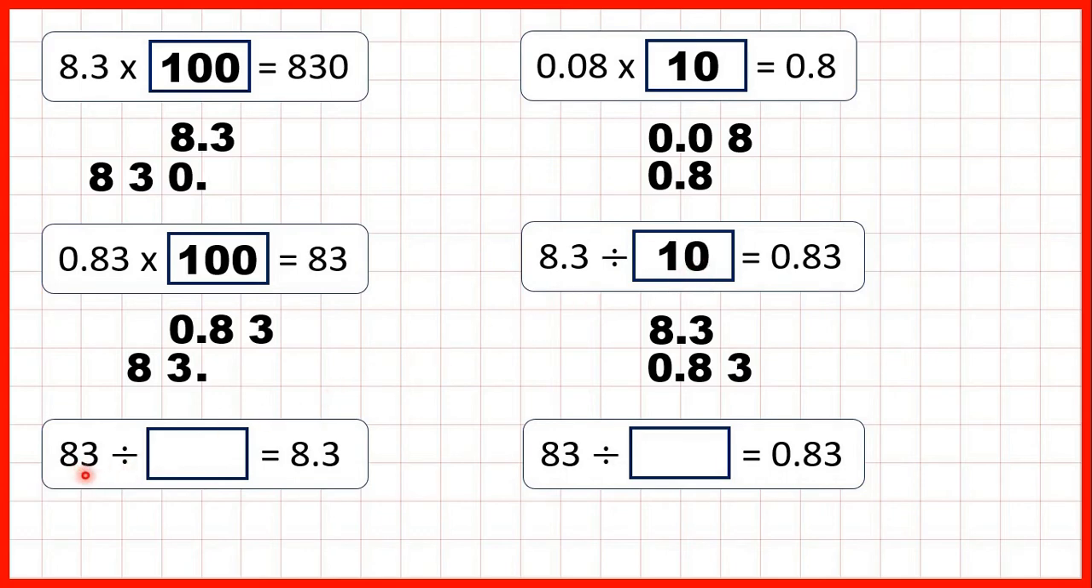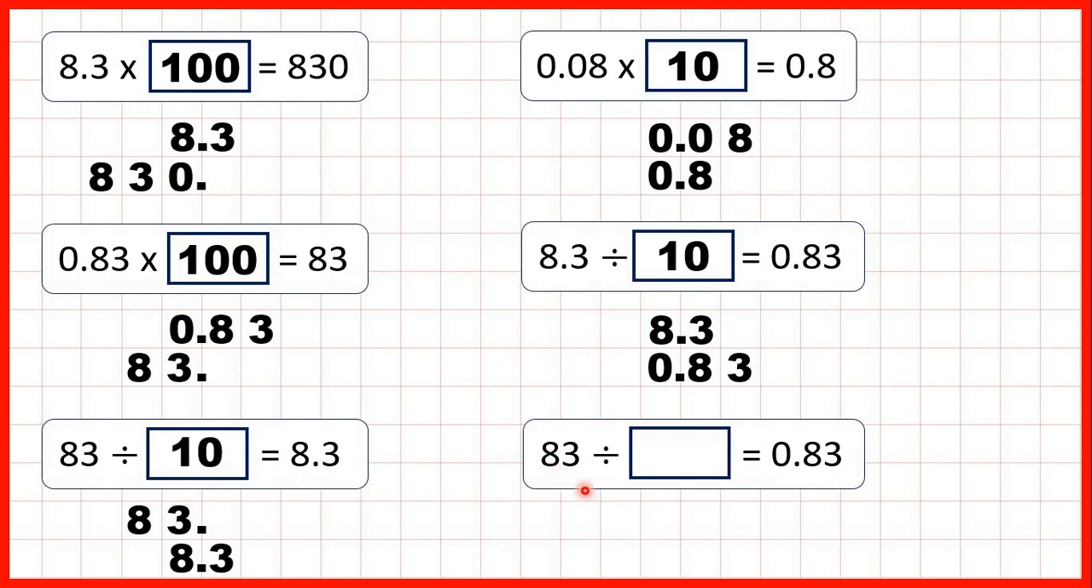Now 83 divided by what equals 8.3. So we can write out 83 and put our decimal point on the end, because it's a whole number, and then we can write 8.3 directly below with the decimal point lined up. Now we can see that the digits have moved 1 square to the right, so we've divided by 10.